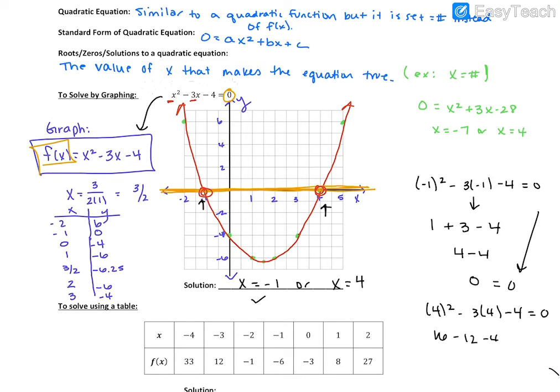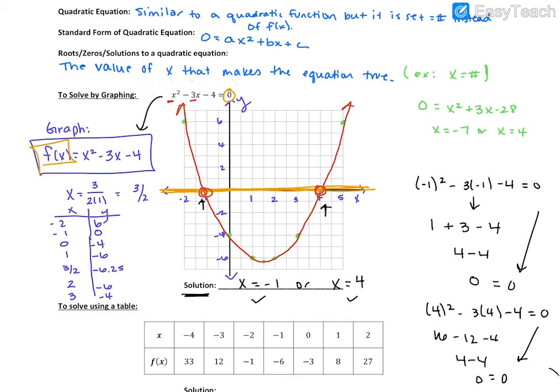16 minus 12 minus 4, that's 4 minus 4, which is 0, equals, the right side was just 0. That one also works. So I checked both of them. So what you're doing is you're going to graph this. Your x-intercepts are actually going to show you your solutions.